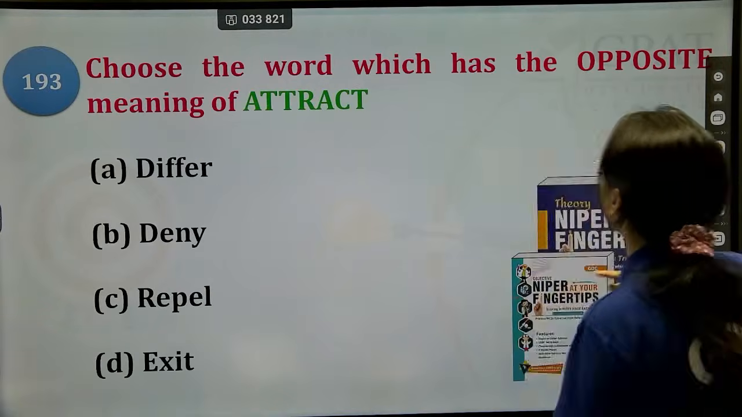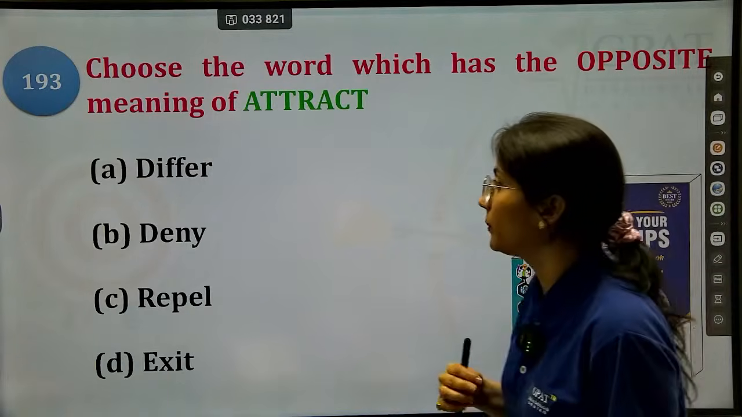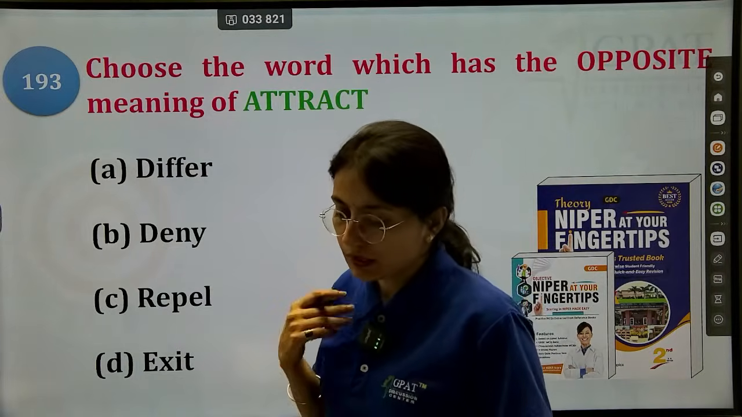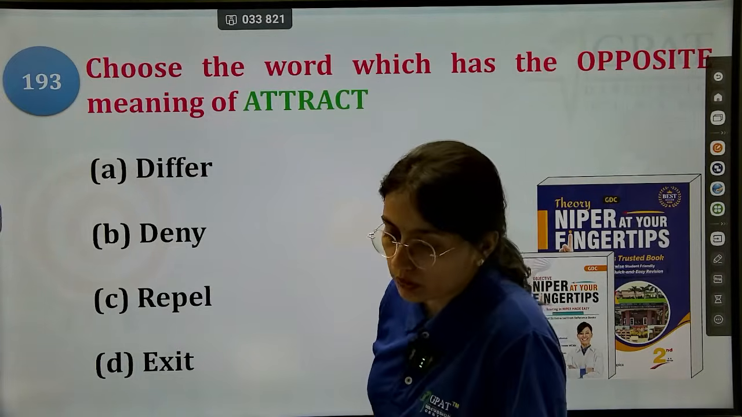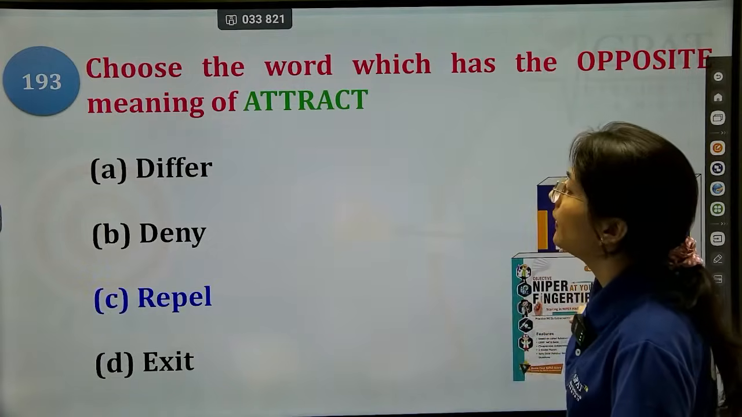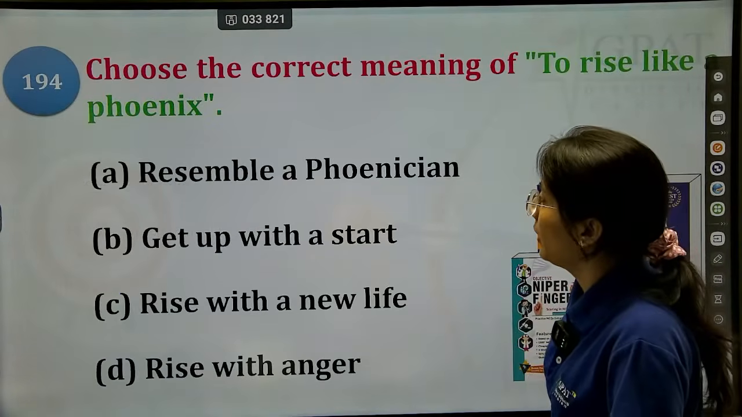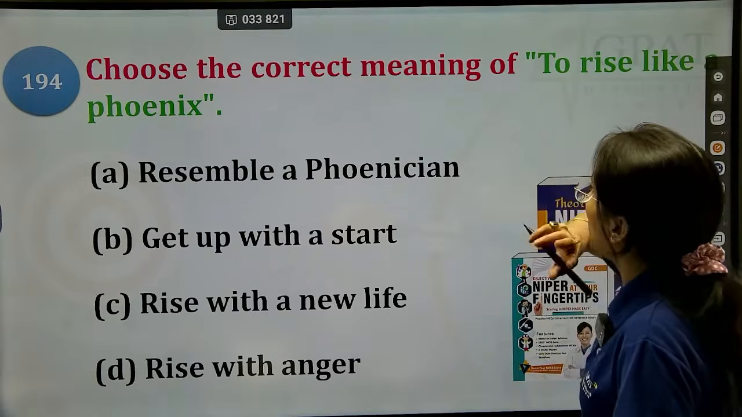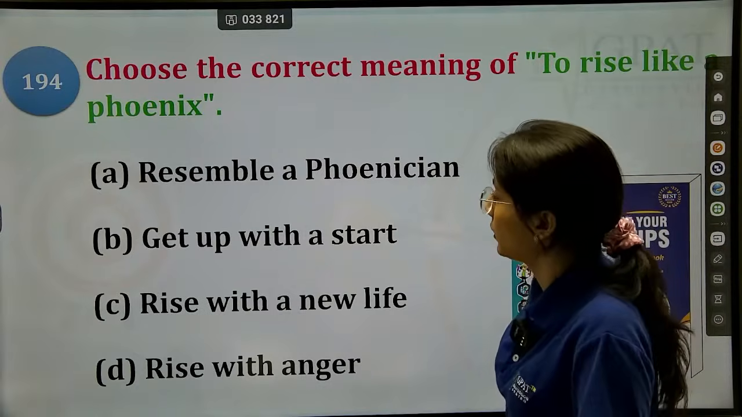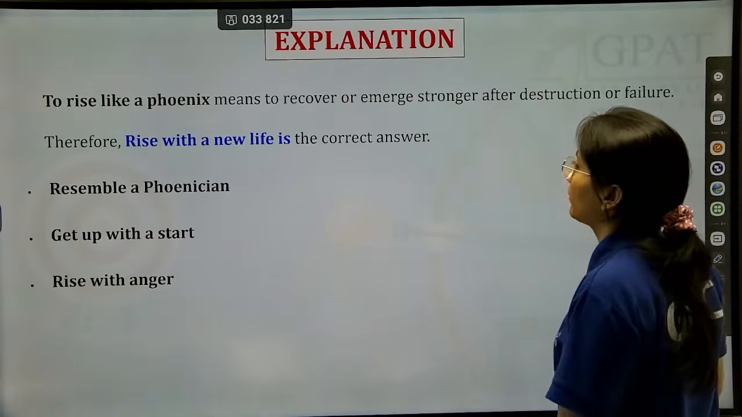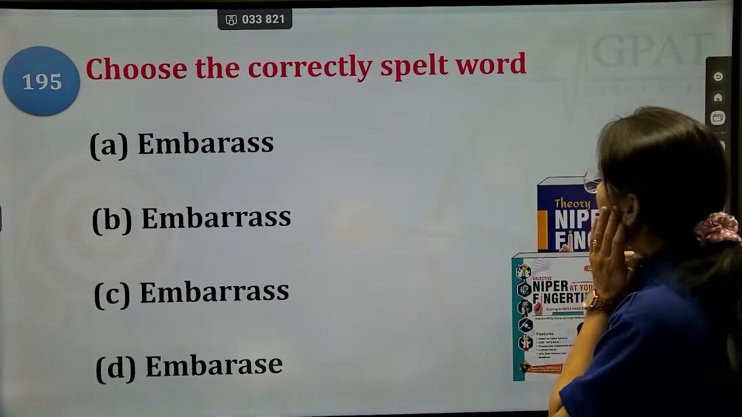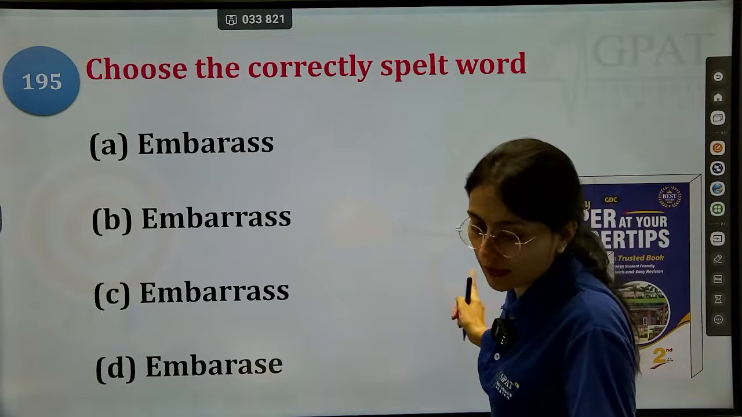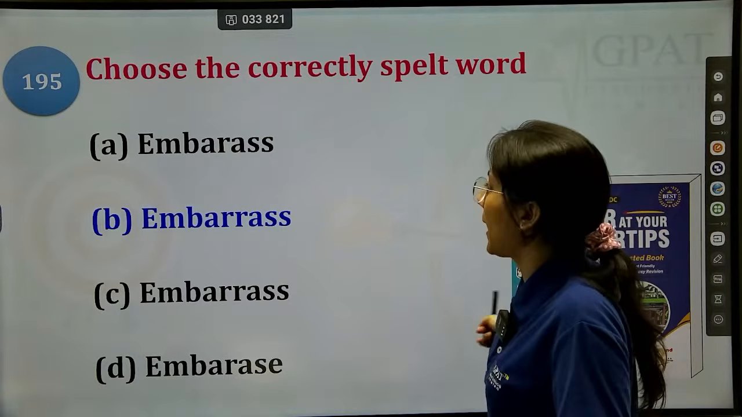Now choose the word which has the opposite meaning of attract: defer, deny, repel, exit. Attract is to cause somebody or something to go to something or give attention to something. The opposite is repel. Phoenix, we have to rise like a phoenix, that is, rise with a new life. Choose the correctly spelled word: embarrass. The correct one is embarrass.